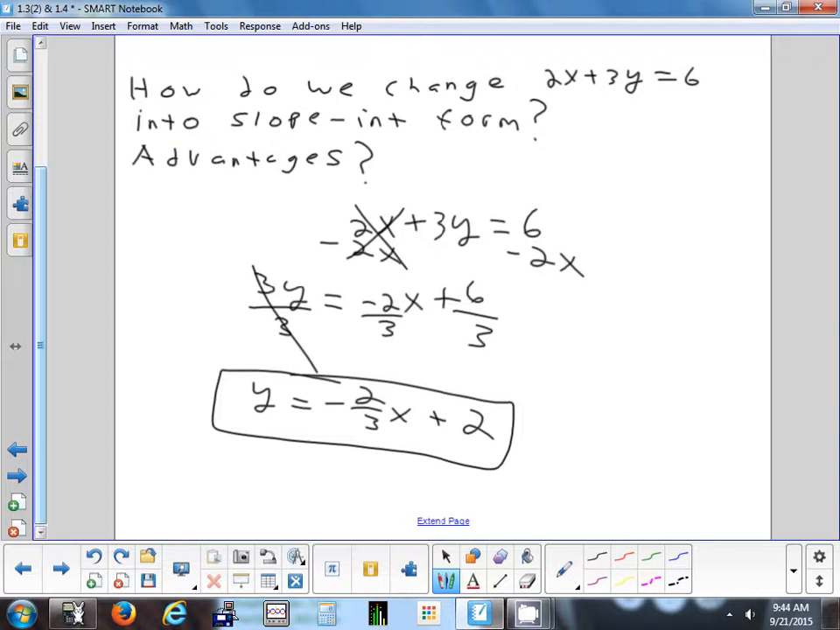What's the advantage to doing that? What becomes a lot easier now if I asked you to do something with this? Yep, Adriana? Yeah, you can find the slope real quick, you can find the y-intercept real quick, and you can draw it. It's not that you can't draw it this way. It's just most people are used to slope-intercept form. Okay, so that's how you rewrite it. Just get y by itself.